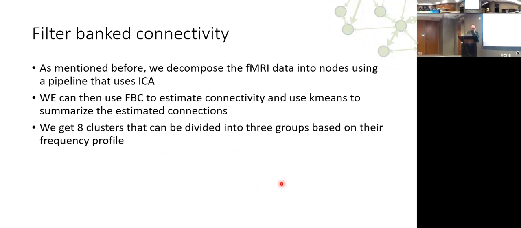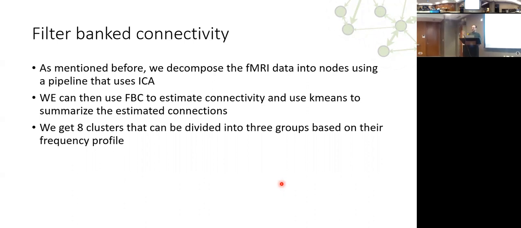And then we can use FBC, filter bank connectivity, to estimate connectivity across different filter banks, across different frequencies, on the estimated node time series, and we use k-means to summarize those estimations, right? And here we can use something like the elbow criterion, for example, to find, oh, we just want to look at 8 clusters.